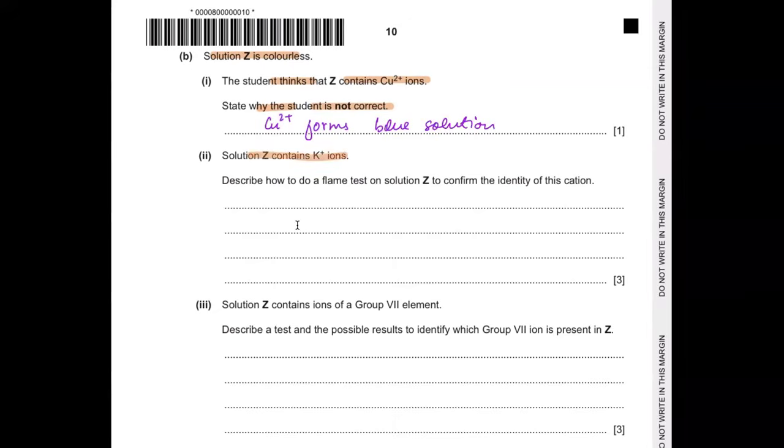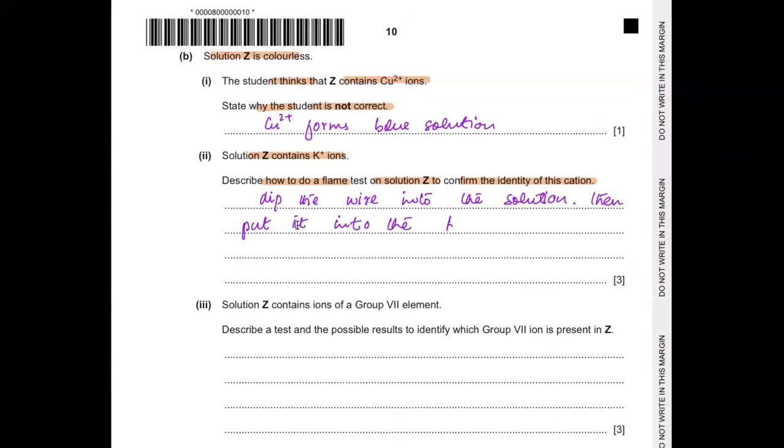Now, part 2. Solution Z contains potassium ion. Describe how to do a flame test on solution Z to confirm the identity of the cation. We have discussed earlier as well that first you are going to dip the wire into the solution. Then put it into the blue flame.